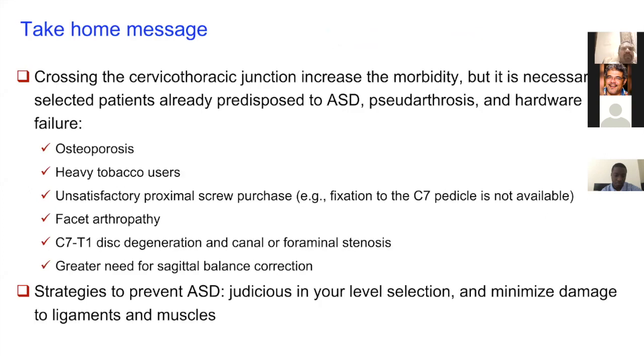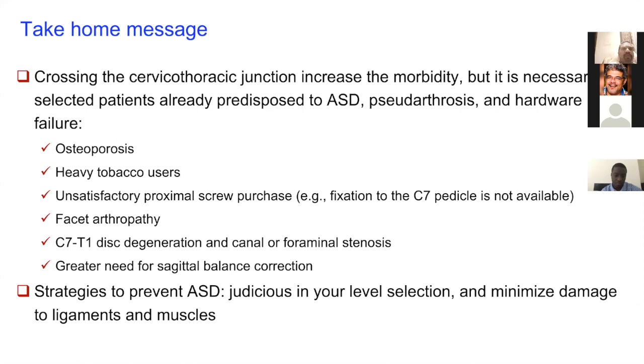So as a take-home message, crossing the cervical thoracic junction increases the morbidity, but it is necessary in selected patients: those patients predisposed to adjacent segment disease, pseudoarthrosis, and hardware failure, that is, osteoporosis, smokers, unsatisfactory proximal screw purchase, arthropathy, C7-T1 disc degeneration, and those patients who need sagittal balance correction.